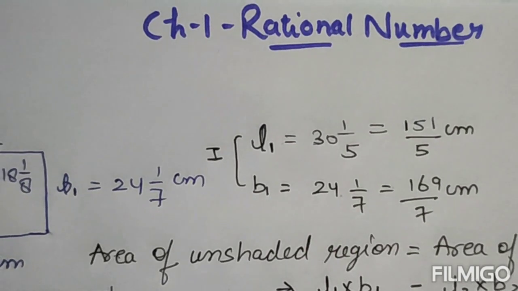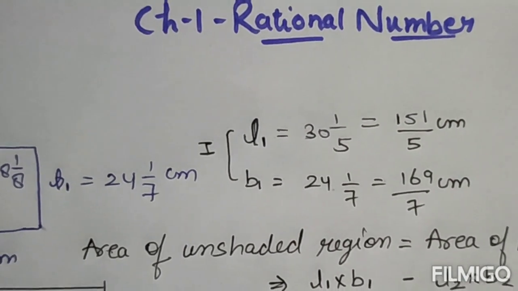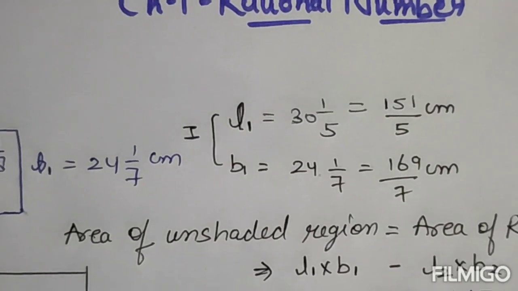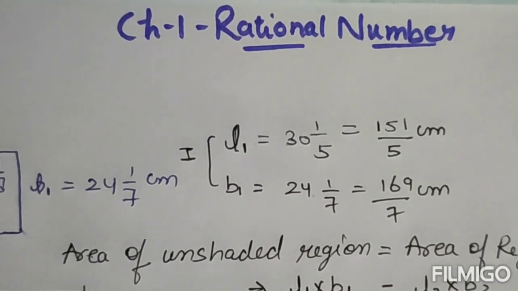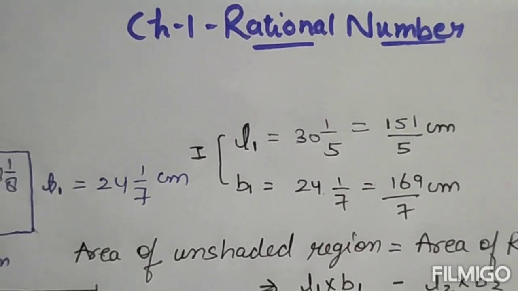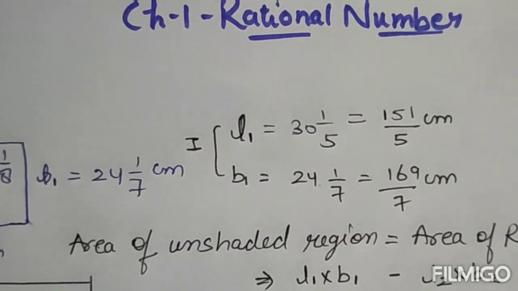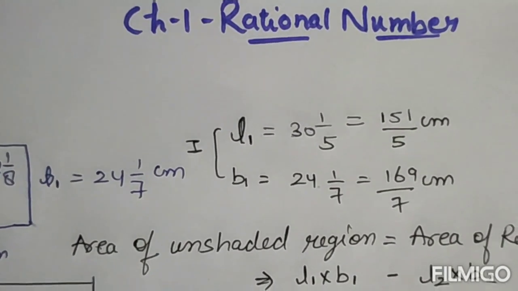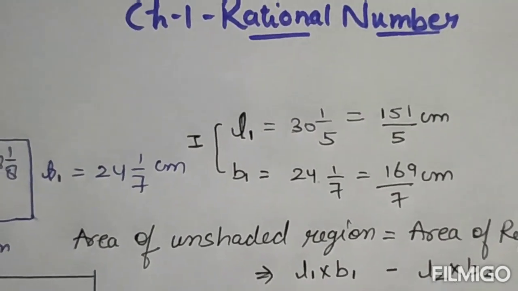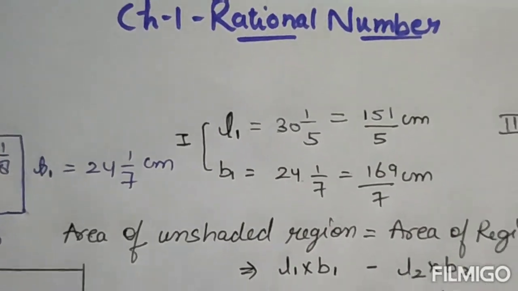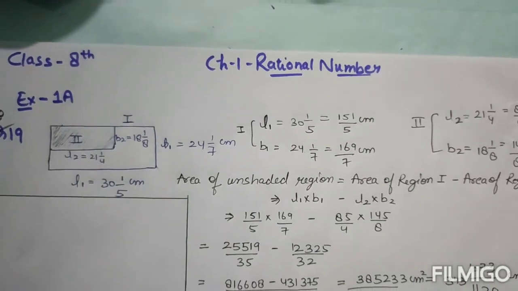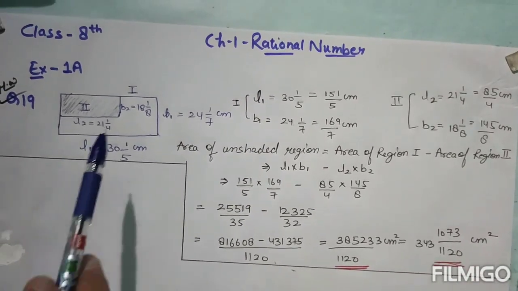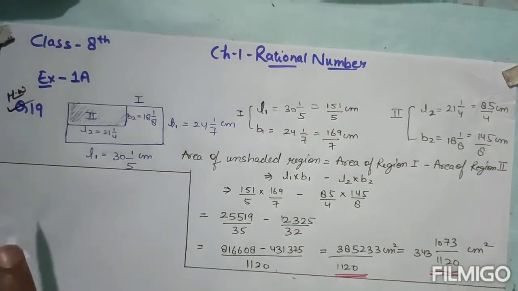We are going to continue the same exercise, that is 1A, and we have already completed the questions up to question number 16. Now we are going to do questions 17 and 18. Question 19 was your homework, which I gave in our previous class. I have done the solution also. You can check your answer through this. This is the solution of your homework.